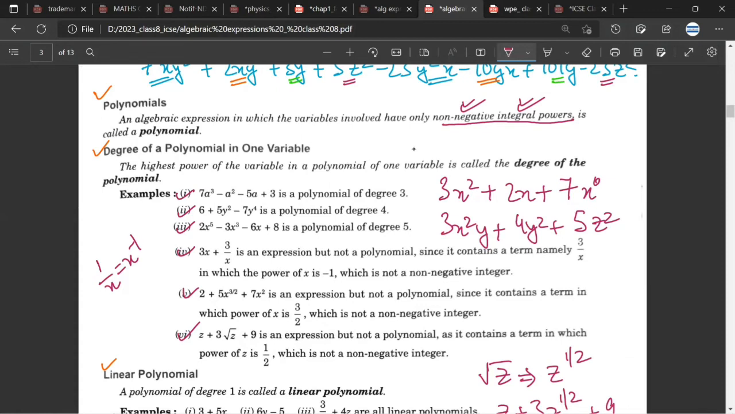Now the first polynomial, if you see, is only in terms of x. But the second polynomial has x as well as y. Do you see this?